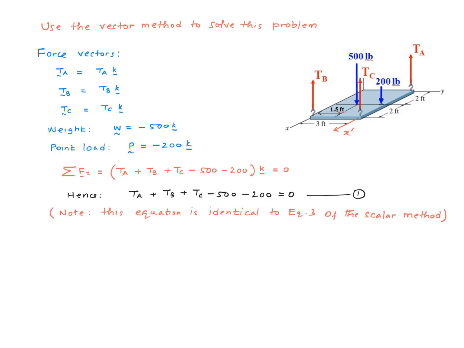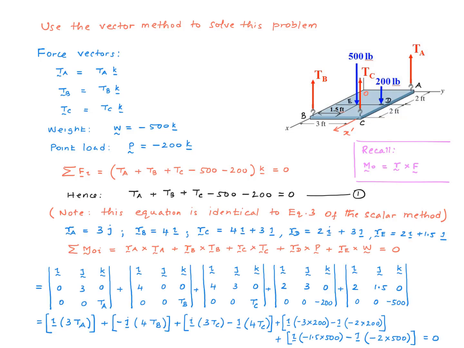Now we sum up the force vectors and set it to 0. If this vector is to be 0, its magnitude must be equal to 0, and therefore this quantity is 0. So this is my first equation here, and I immediately note that this equation is identical to equation 3 of the scalar method. Now let's go ahead and write the moment equilibrium equation.